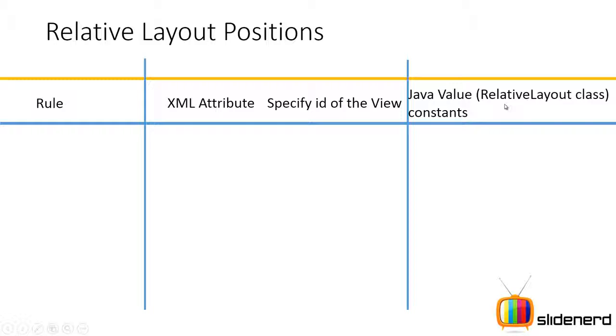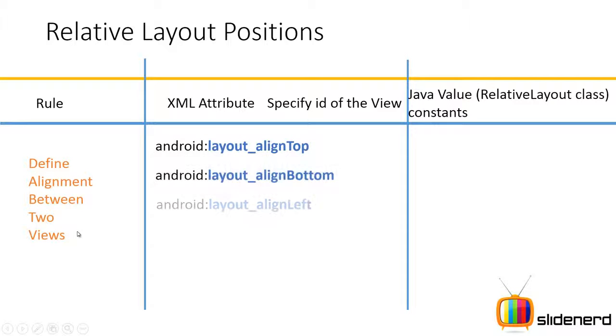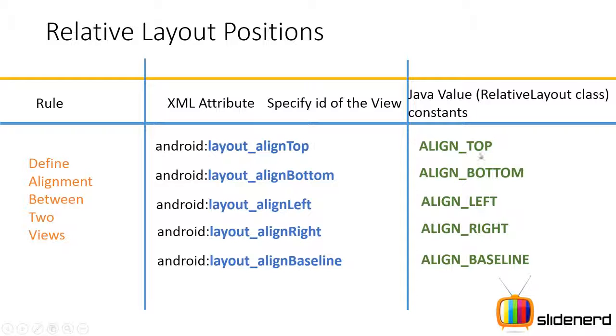And here are the Java values. If you want to make your relative layout in Java code, then these should be the constants that you should be using, and they are inside the RelativeLayout class. The alignment between two different views, that is what this set of rules is going to cover. So if you see, there's align top, align bottom, align left, align right, align baseline, and these are the 5 values. Now what are these values going to do, how do they work? We are going to see them with some examples.